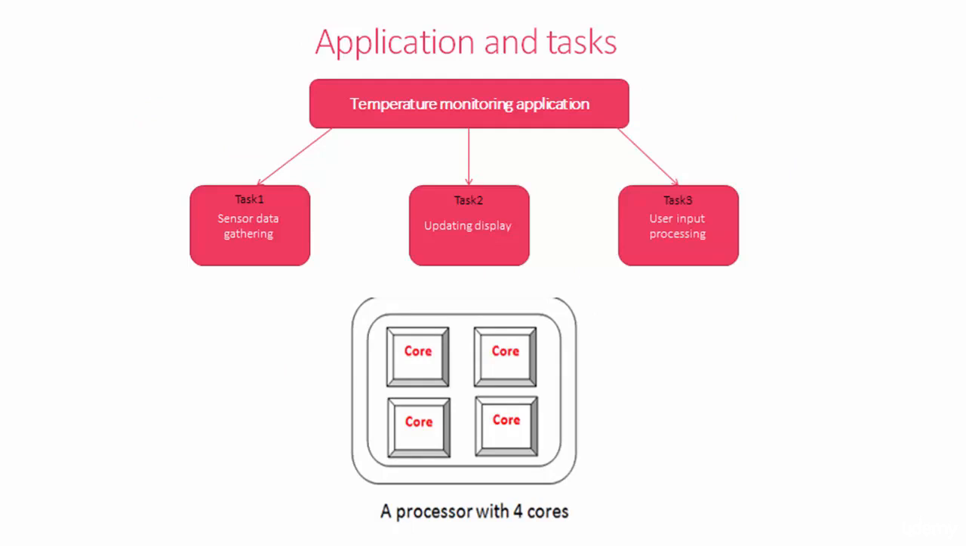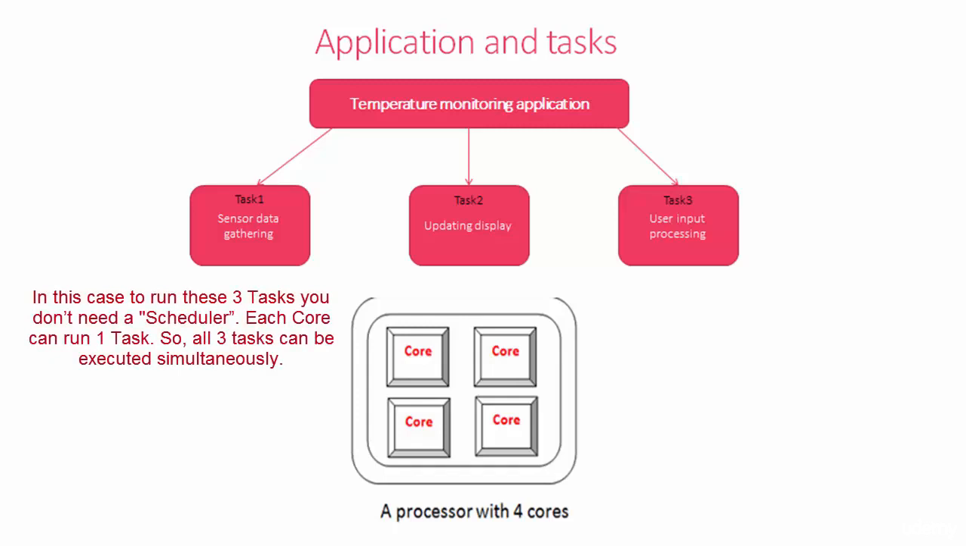Now, another way to run all these tasks is to use a multi-core processor. Let's say you have a processor with 4 cores. In this case, you don't need a scheduler to run this application, isn't it? Why? Because it has got 4 cores and each core can execute one task. So all these 3 tasks can execute simultaneously.